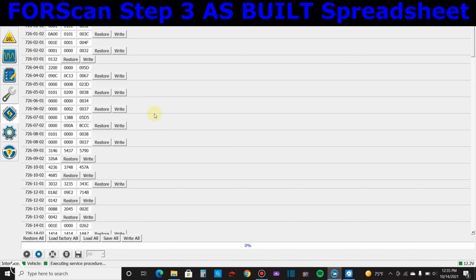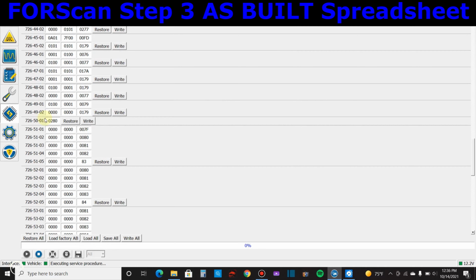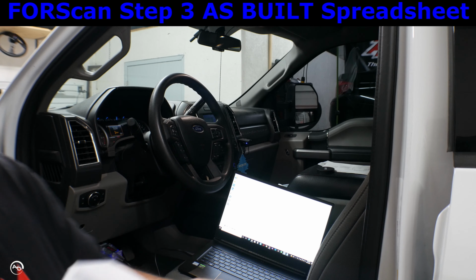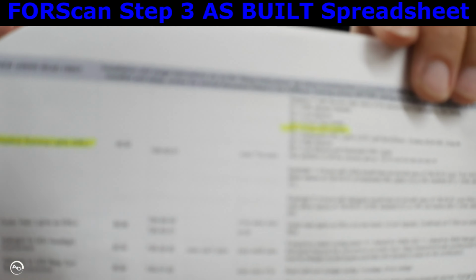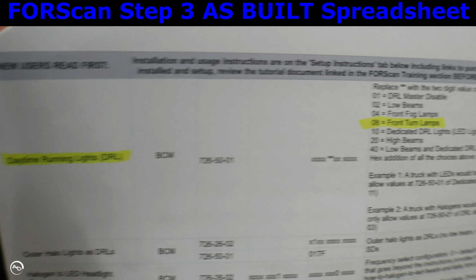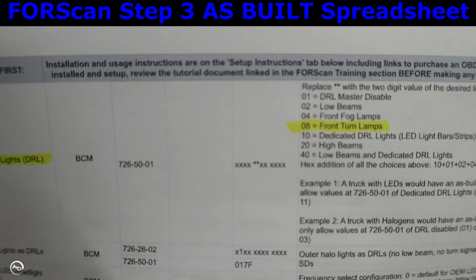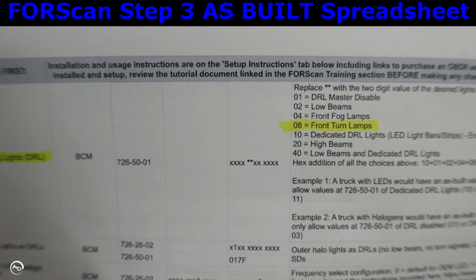There it is. All right. So what I want to do is go down to 726.50.01. That's a ways down here. 726.50.01 right there. So what I want to change, again reading the spreadsheet, is the second set of numbers, the first 2 blocks. I want the front turn signals, so I need to change that to 08.